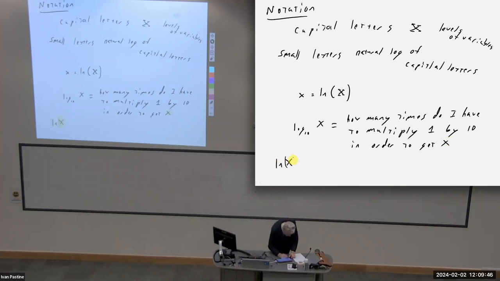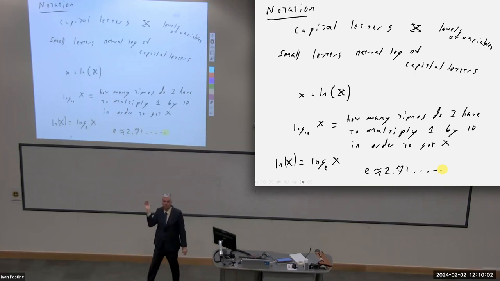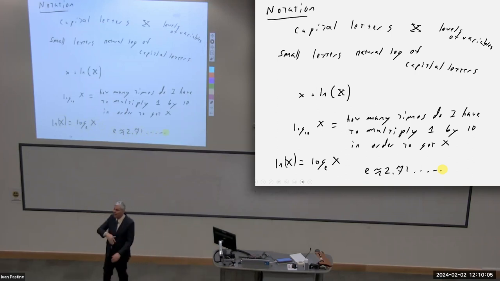ln of x is equal to log to the base e of x, where e is that special number, 2.71, da, da, da. It's one of those super special numbers like pi. It goes on forever, it's got loads of properties, there's actually a direct connection with pi, a whole world of mathematics about that. But it's just a particular number. So it's how many times do I need to multiply 1 by this special number, 2.7, to get whatever number I want. That's all it is.